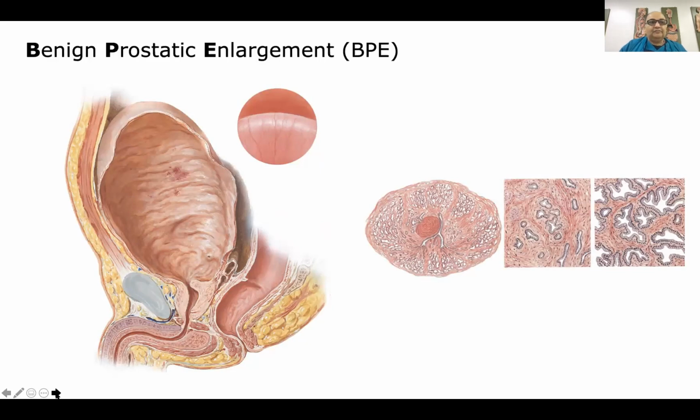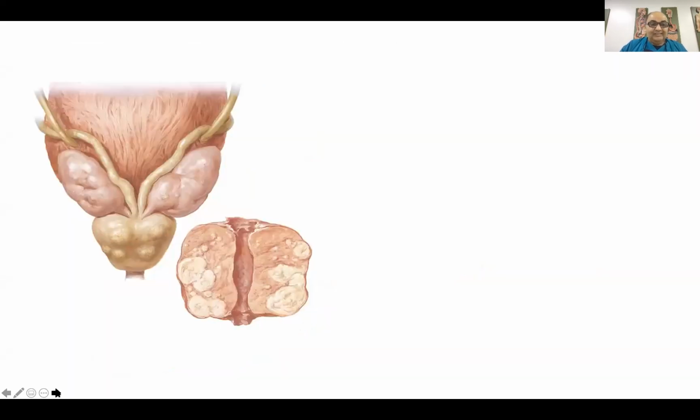Now what is the solution? So this is called benign prostatic enlargement, BPE, BPH, so many terms have been used. So this is a benign disease, it's not a cancerous disease. Nobody dies of that. It's not a cancer, but people die of obstruction, not of this disease. But this disease leads to that.